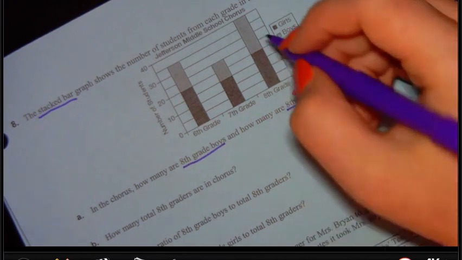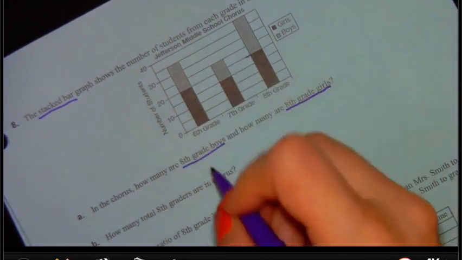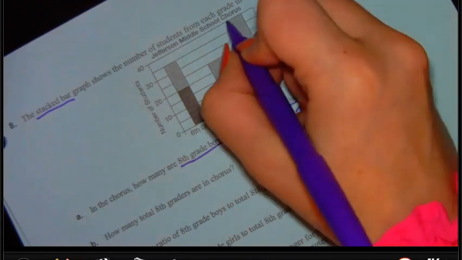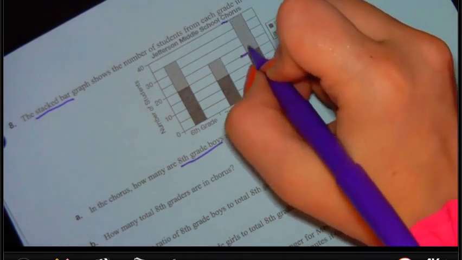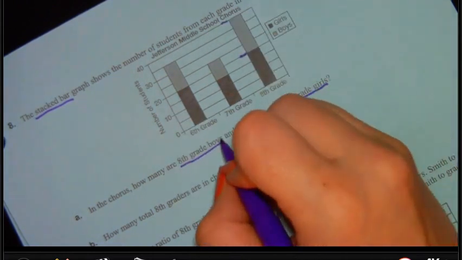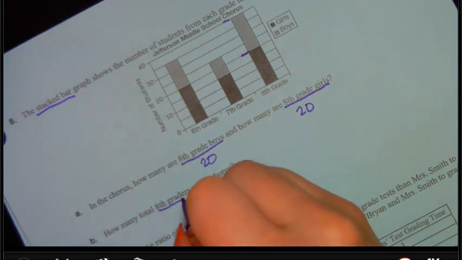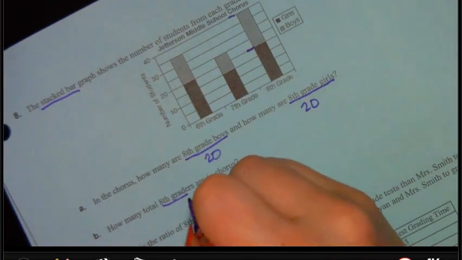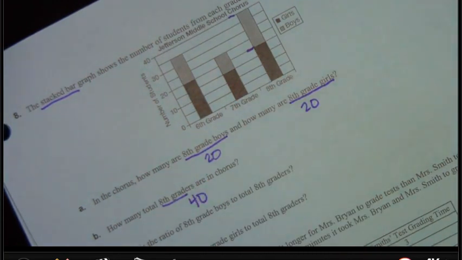All right, so 8th grade girls, it looks like I have 20. 8th grade boys, so if I start here and end here, even though it's up to 40, the boys are only this little section right here, which is the lighter of the two, which the 8th grade boys is 20. How many total 8th graders are there in the chorus? Well, all I need to do is add these two up or look at my bar graph to see the top of 8th grade is 40.